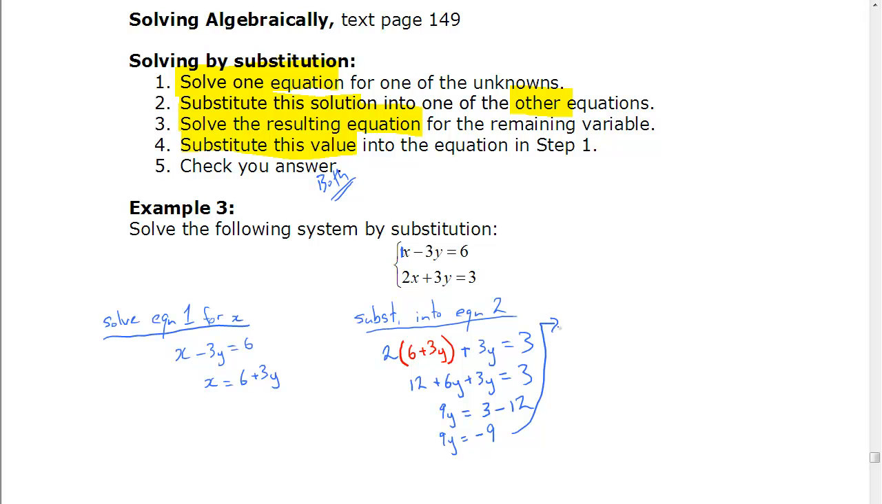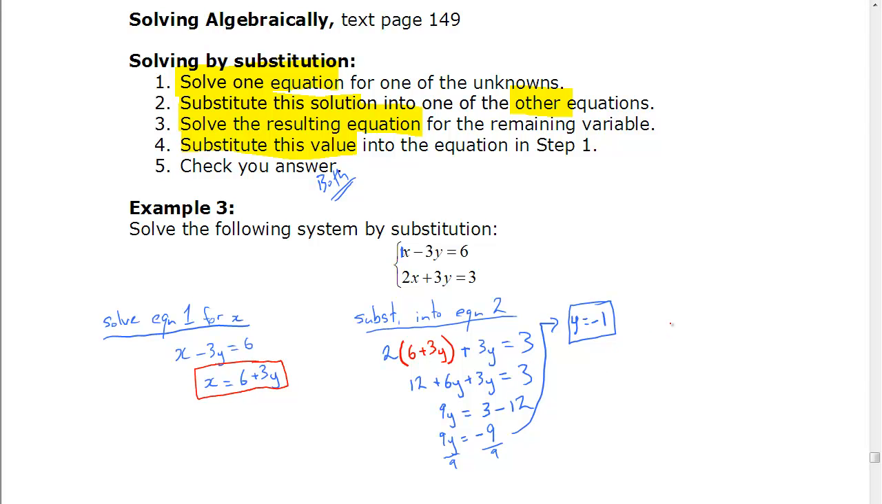We're almost out of space, so we'll move up top here. We get 9 over 9 gives us y equals minus 1. So y is negative 1. That's our y value. Of course, the solution to the system has an x and a y, so we need to find x. Well, if you look back at what we put in here in red, that came from over here, which is x equals.